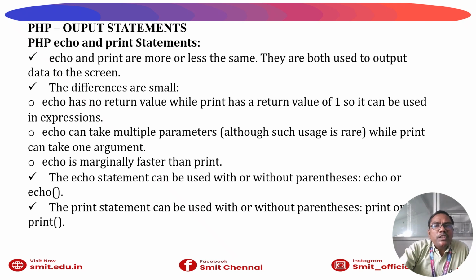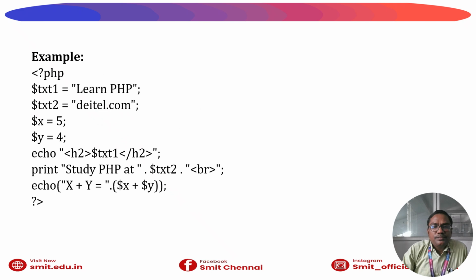Next we'll see about PHP output statements. There are two output statements in PHP, echo and print. Both are more or less the same, but there are some differences. Echo has no return value while print has a return value of 1, so that it can be used in expressions. Echo can take multiple parameters, but print can take only one argument at a time. And echo is faster than the print statement. So mostly the echo statement is used in PHP scripts.